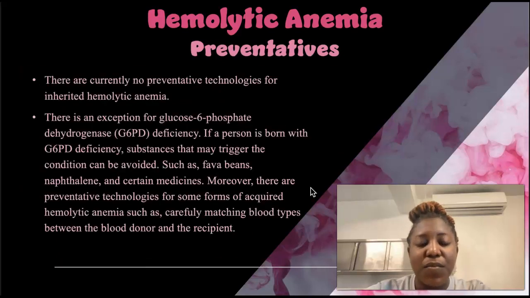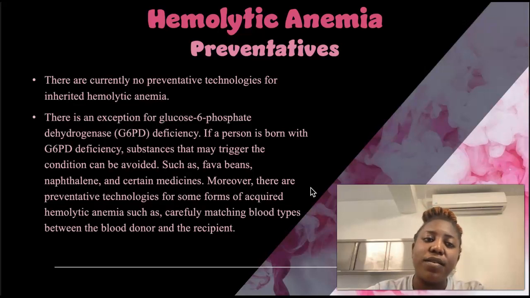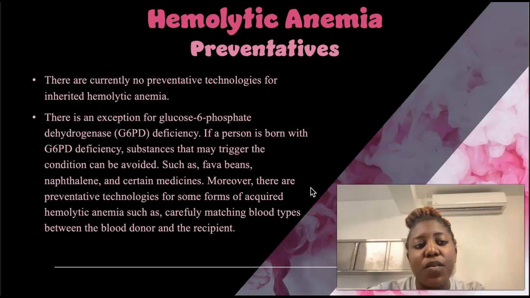In continuation, we move on to preventatives. However, there are currently no preventative technologies for inherited hemolytic anemia, with the exception of glucose-6-phosphate dehydrogenase deficiency. If a person is born with G6PD deficiency, substances that may trigger the condition can be avoided, such as fava beans, naphthalene, and certain medicines. Moreover, there are preventative technologies for some forms of acquired hemolytic anemia, such as carefully matching blood types between the blood donor and the recipient.